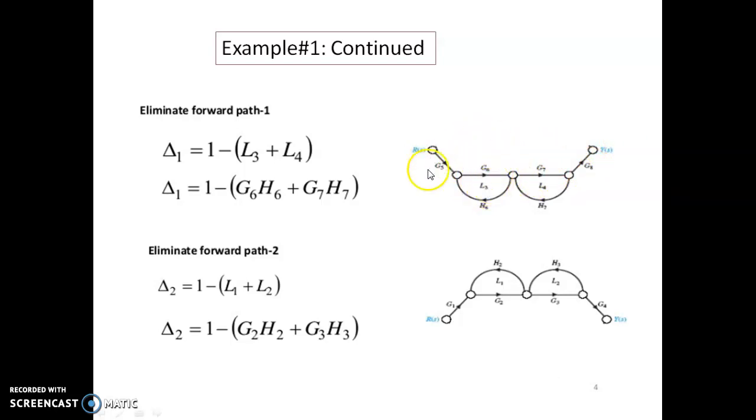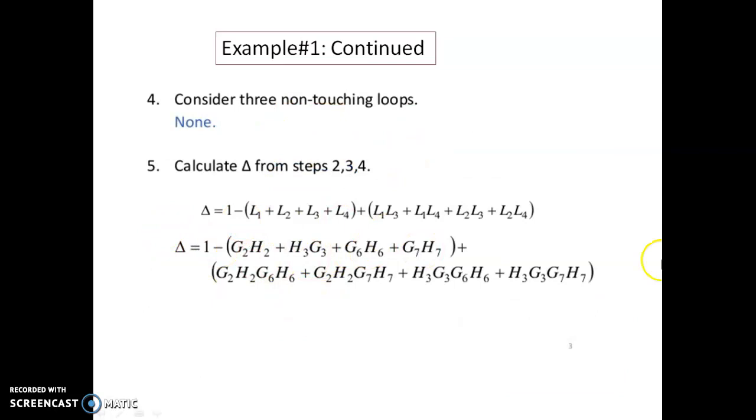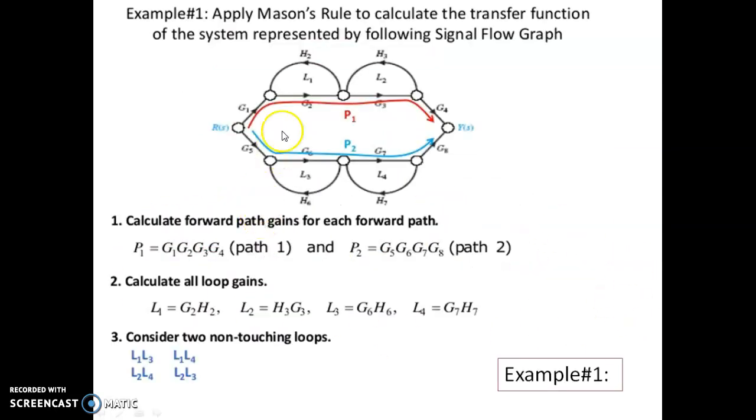Touching this forward path, L1, L3, which are remaining now, you can write that also. Or else, delta 2 means consider the second forward path, P2, then cross verify with respect to delta 1 minus L1. See, L1 is touching. Sorry, P2 line, no, L1 is not touching. So write L1.